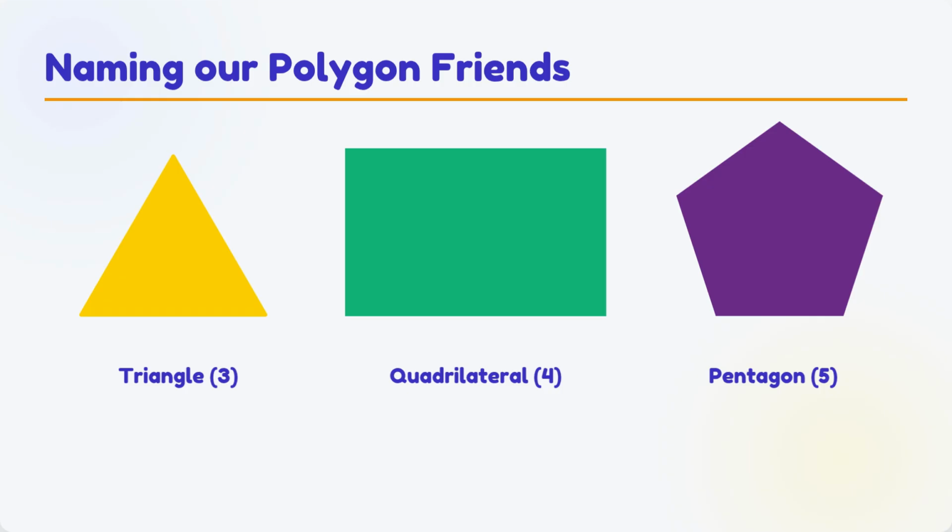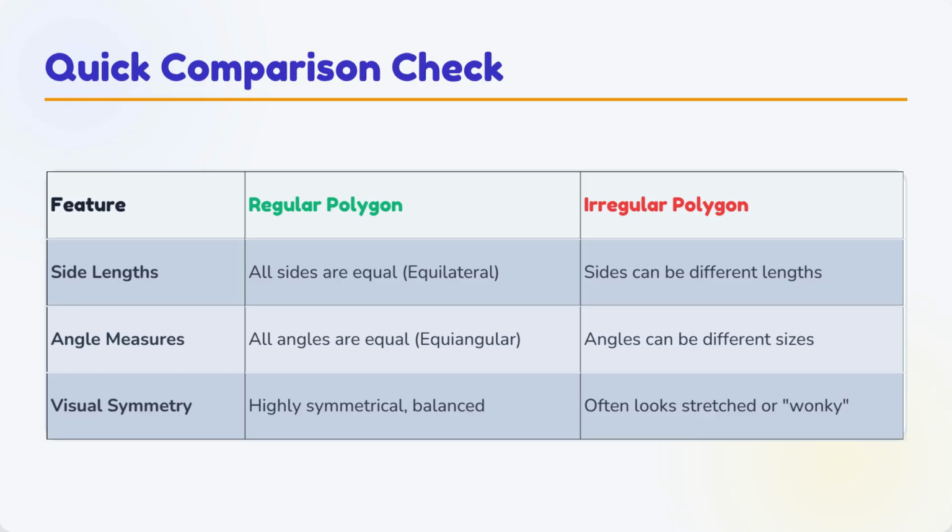Whether they are regular or irregular, we name polygons based on how many sides they have. A 3-sided shape is a triangle, a 4-sided shape is a quadrilateral, a 5-sided shape is a pentagon, and the list goes on to hexagons, octagons, and beyond.